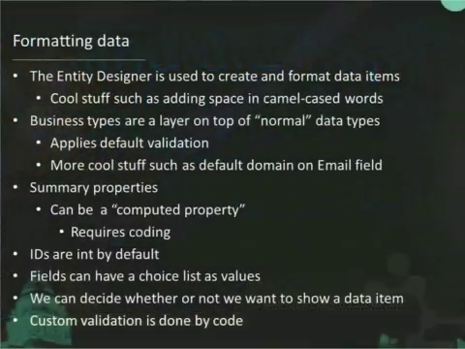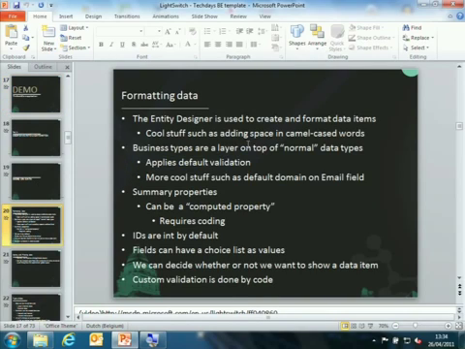So business types, as I showed you in the previous demo, are, for example, email, phone number, money. Those are not, of course, stored in the database. They are just stored as a string or as an integer. So they are like an extra layer of validation and formatting on top of the regular SQL Server type of string, of integer. Now let me show you those in a bit more detail.